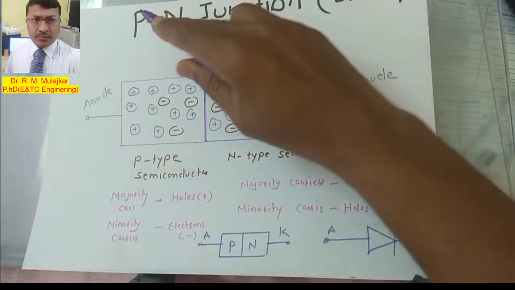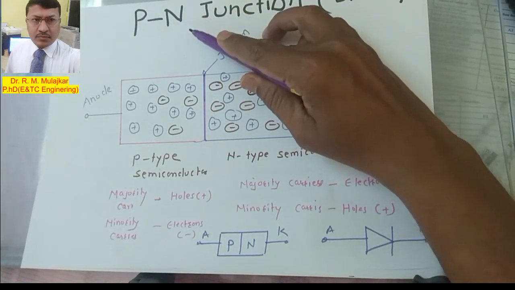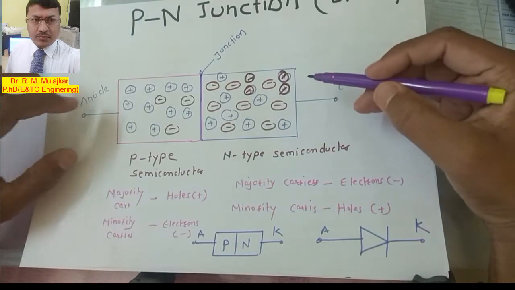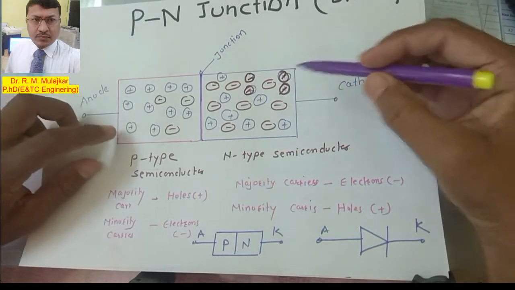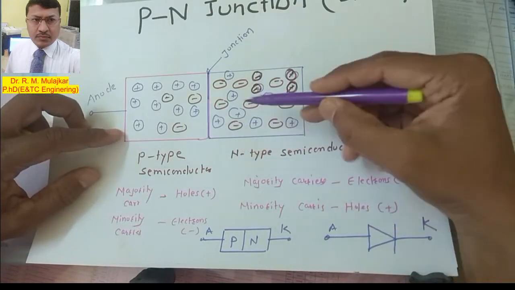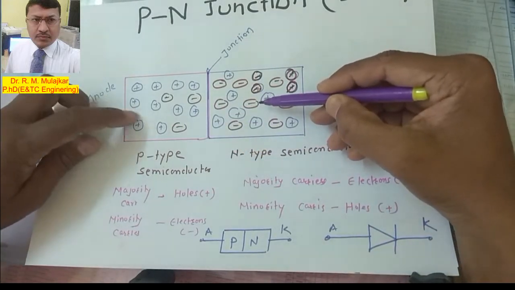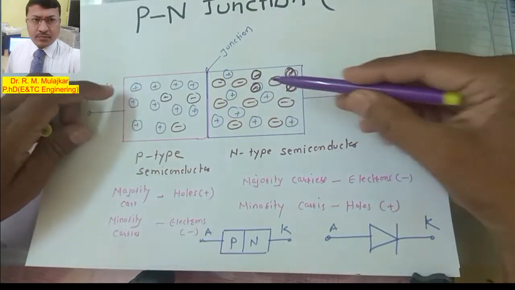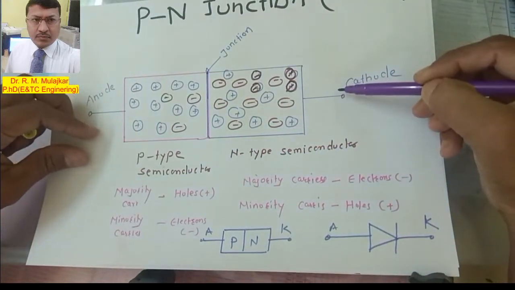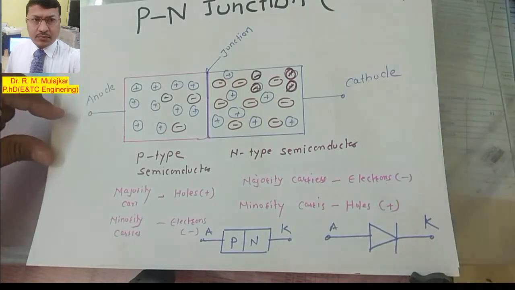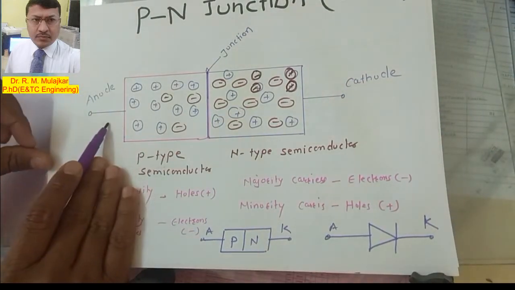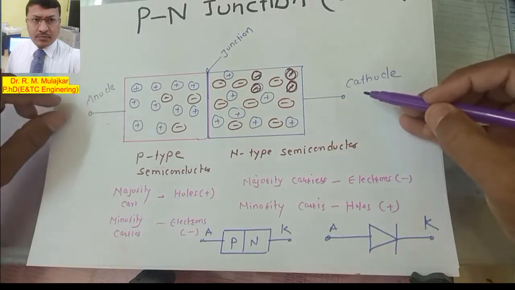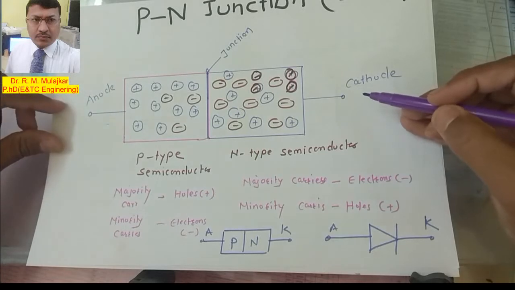Now when P type and N type semiconductor materials combine together, they form one PN junction diode. This is the P type, this is the N type. For this PN junction diode, this is the anode and this is the cathode. So anode and cathode are the two terminals of the PN junction diode.